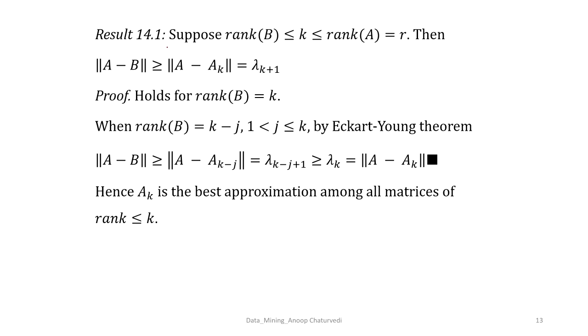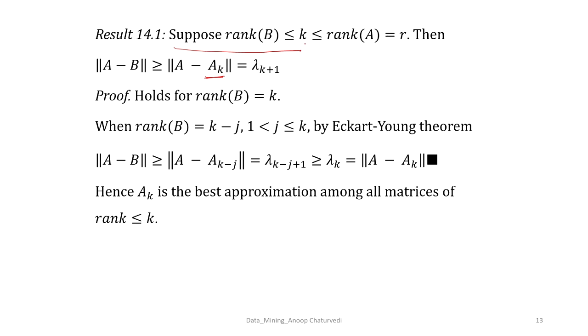Now, we come to this result. So, suppose rank of B is less than or equal to k, because ultimately we are interested in proving that A k provides a better rank k approximation among all approximations of rank less than or equal to k. So far, by using the Eckart-Young theorem, we have proved that A k is better than B, where rank of B is k. Now, we show that even if rank of B is less than k, still A k provides a better approximation.